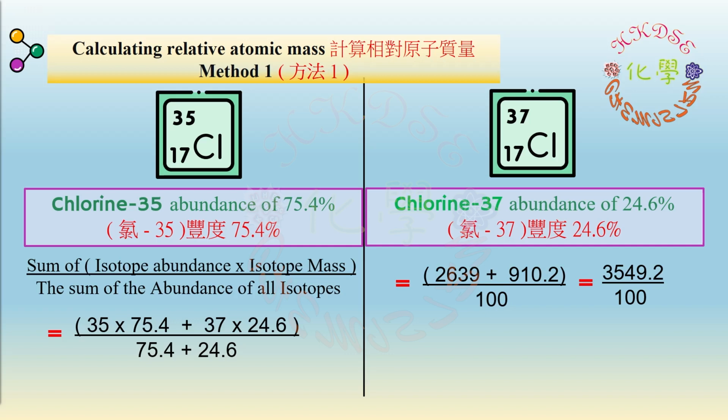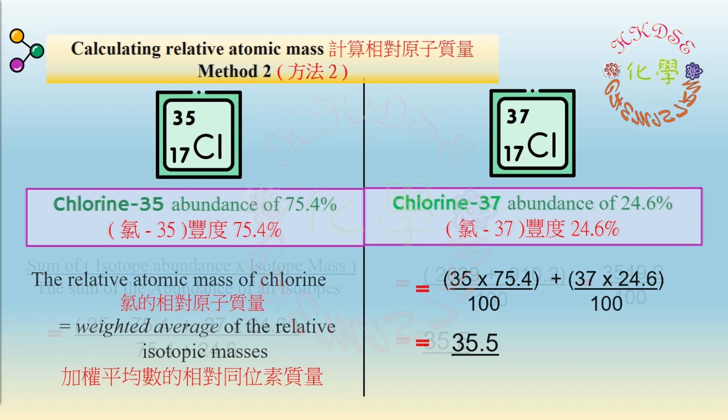So, we divide 3549.2 by 100, and our answer is 35.492. But as the question asks for 1 decimal place, we give the answer as 35.5, so we could say that the average mass of a chlorine atom is 35.5. Method 2. Note: the relative atomic mass of 35.5 is not the relative mass of any one chlorine atom, but the weighted average of all the chlorine atoms present.